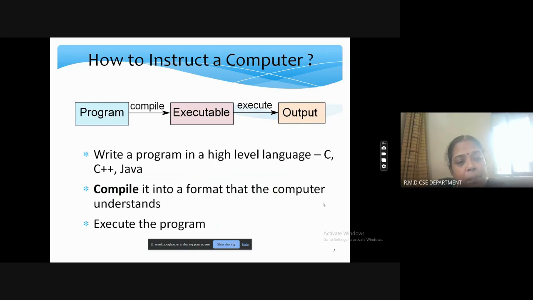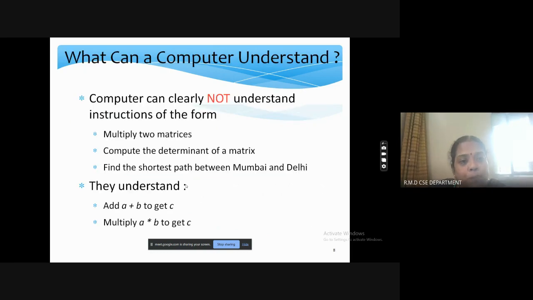How to instruct a computer? A program is a collection of instructions. The instructions are converted into machine understandable form by the compiler. Then it is executed and produces the output. This is a schematic diagram representing how a program or an instruction is converted into an output.